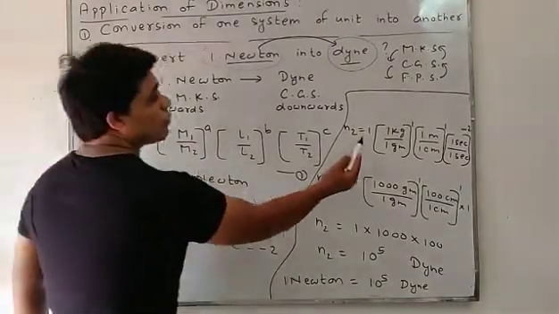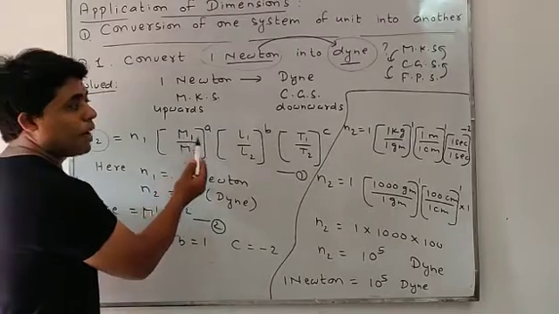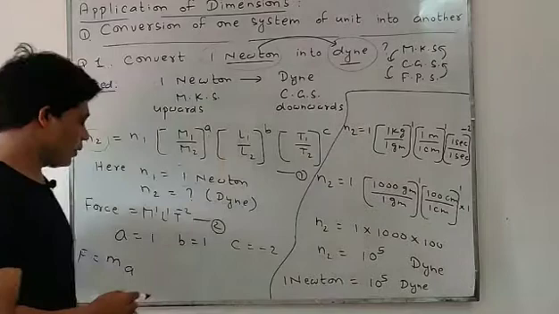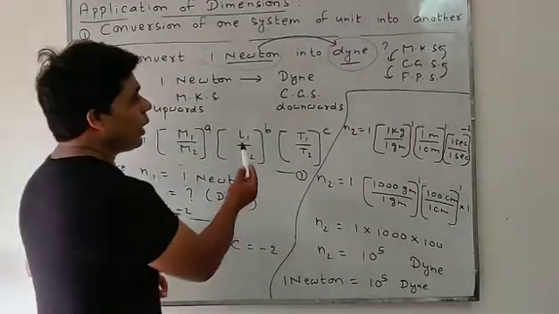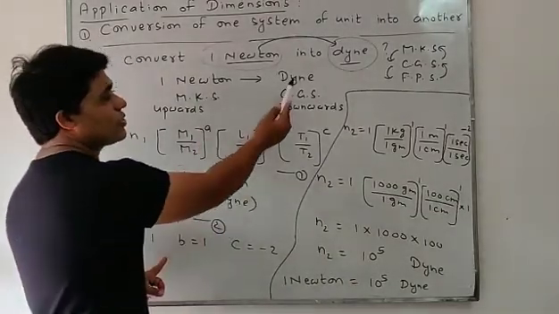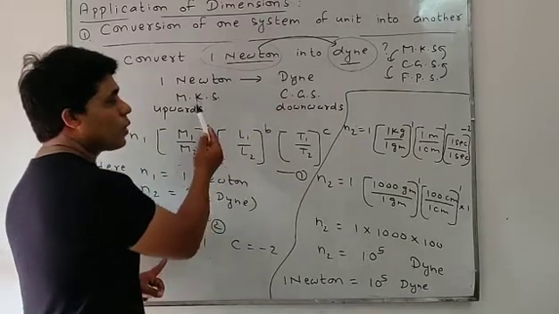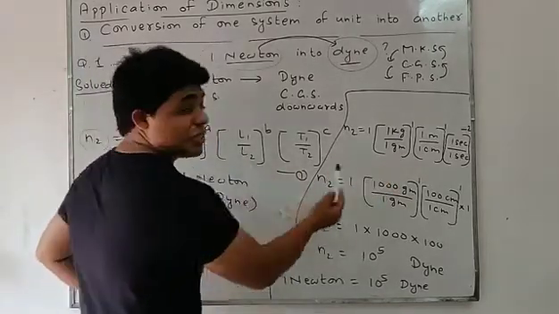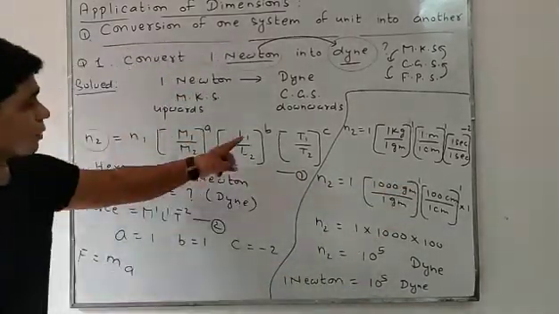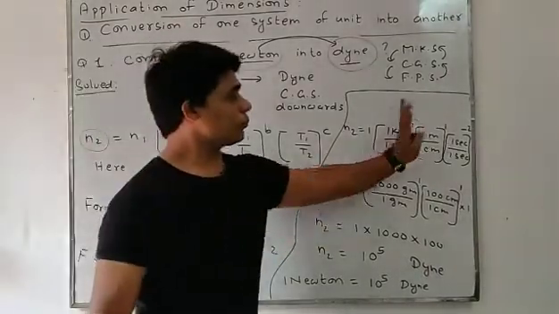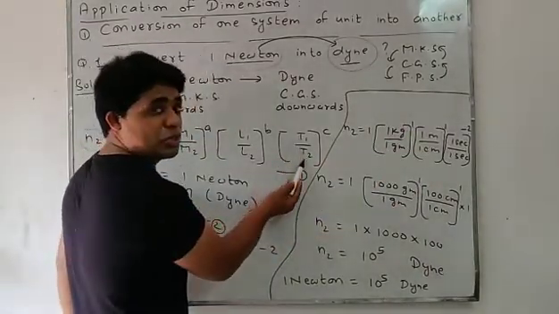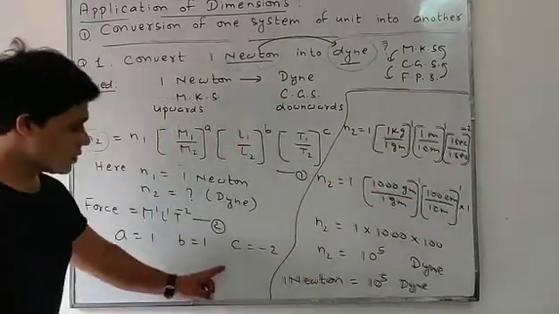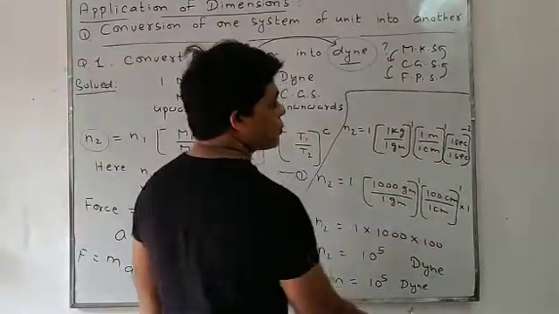In this case, N1 is 1 Newton, so N1 is 1. In MKS, mass is 1 kilogram; in CGS, mass is 1 gram. Power A is 1. As I told you, the given system comes upwards and the system you will find comes downwards, so MKS upwards and CGS downwards. In MKS length is 1 meter, in CGS length is 1 centimeter. Power B is 1. T1 is time in MKS, T2 is time in CGS, in both systems 1 second and 1 second. And power C is minus 2, so here we put minus 2.